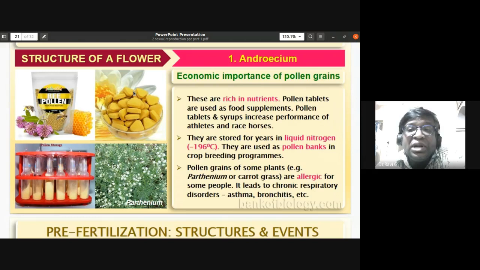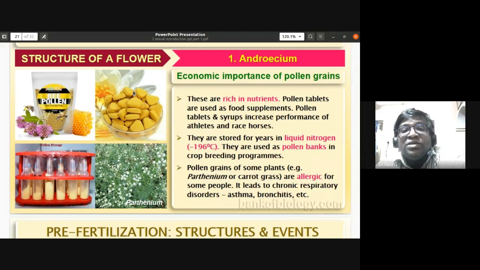Pollen tablets are used as food supplements. Pollen tablets and syrups increase the performance of athletes and race horses. So professional players who participate in sports take these pollen tablets, as they are believed to increase the performance of the sports person. Even race horses are fed these pollen tablets as a food supplement. Along with general food they also take these pollen tablets as a supplement.